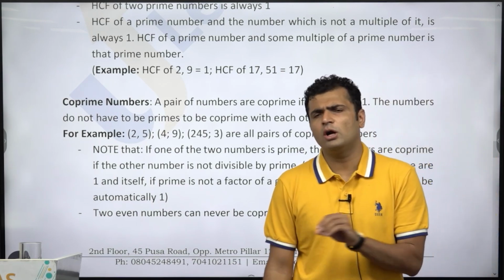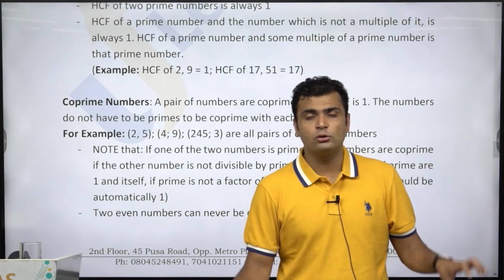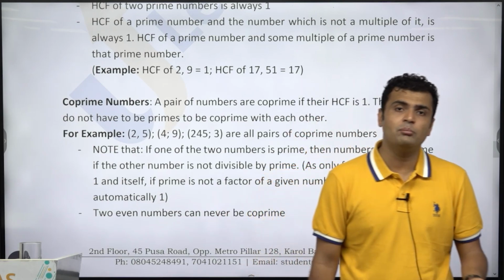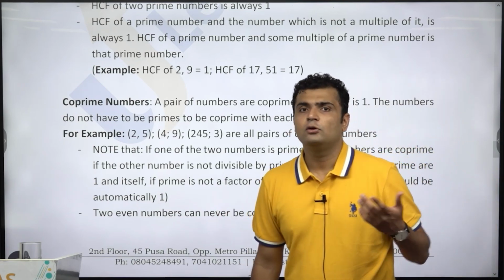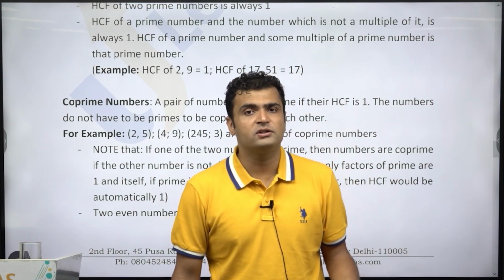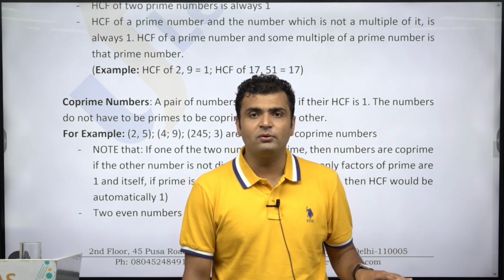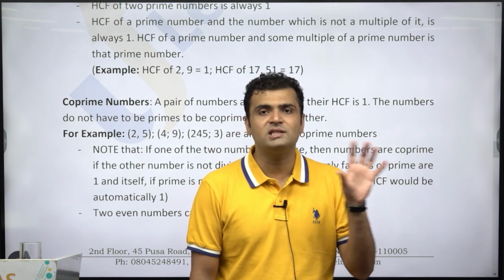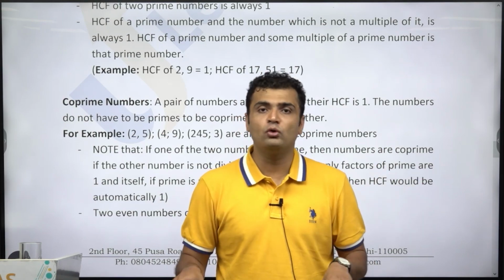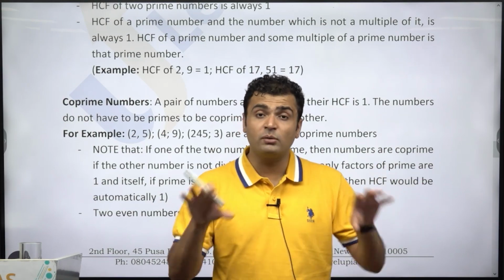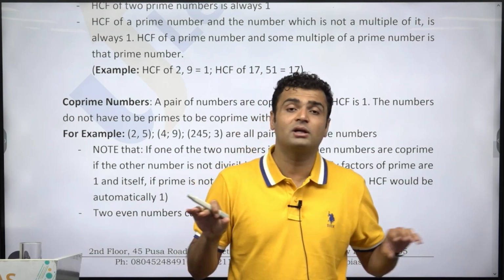Co-prime numbers need not be prime numbers. दोनों composite हो सकते हैं और फिर भी co-prime हो सकते हैं. For example, let us take 8 and 27. 8 is 2 cube, 27 is 3 cube. So there is no common factor between them. Only 1 is the common factor. So HCF 1 है. 8 and 27 would be co-prime numbers, but both of them are not prime numbers. Both of them are composite numbers.